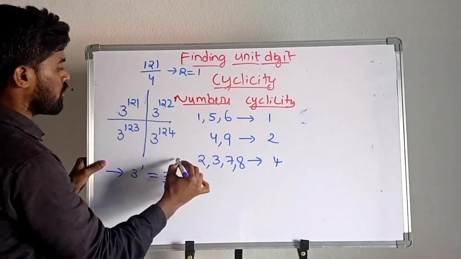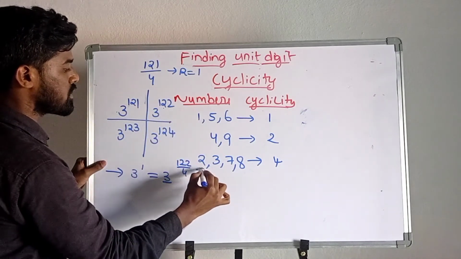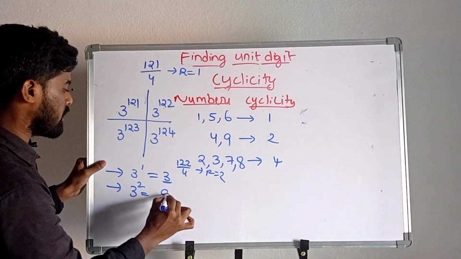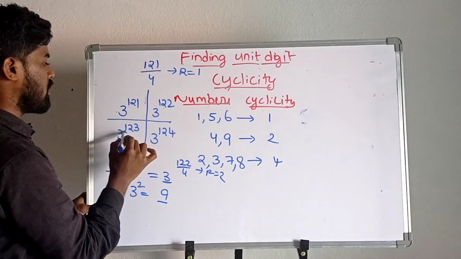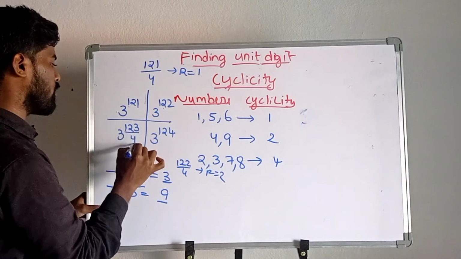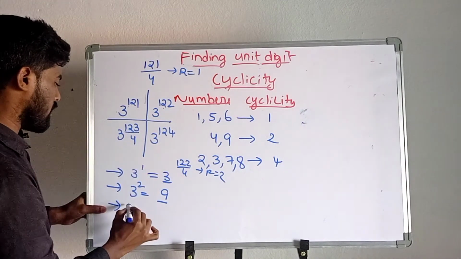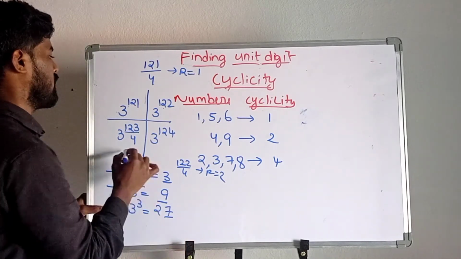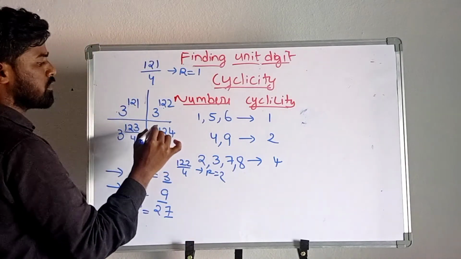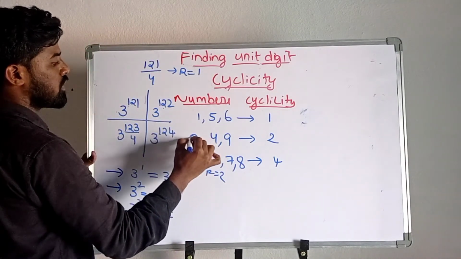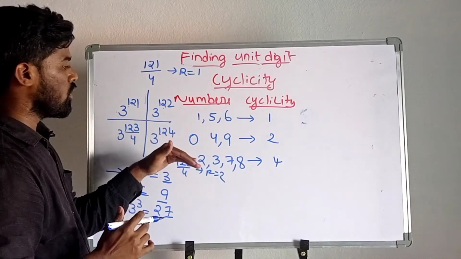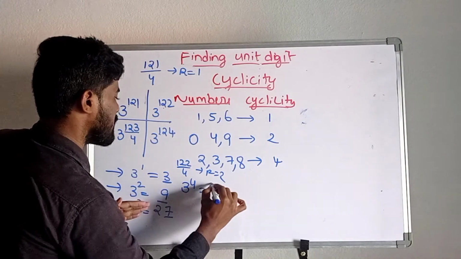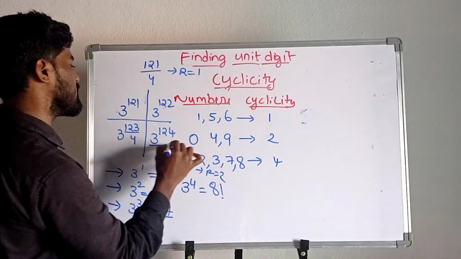3 power 122, divided by 4. The remainder is 2. Write 3 square, 9. The unit digit is 9. Again 123 divided by 4. The remainder is 3. Write 3 cube, which will become 27. The unit digit is 7. 3 power 124. When 124 is divided by 4, the remainder is 0. When the remainder becomes 0, make the cyclicity the power, that is 3 power 4, which will become 81. The unit digit in this case is 1.